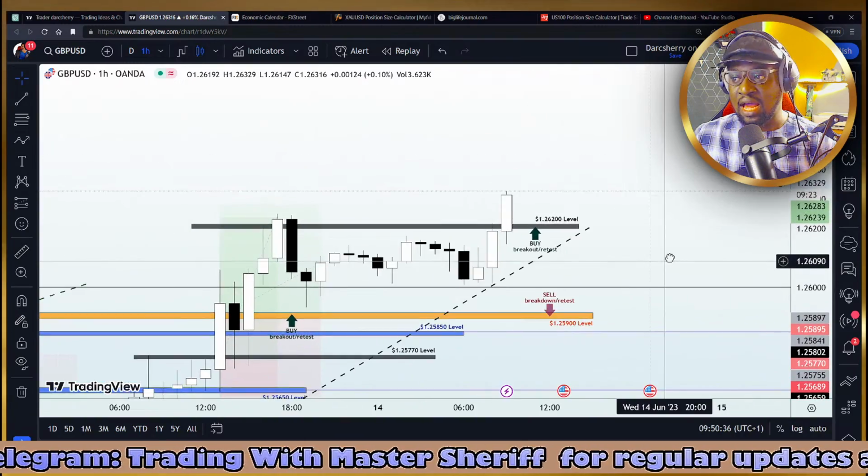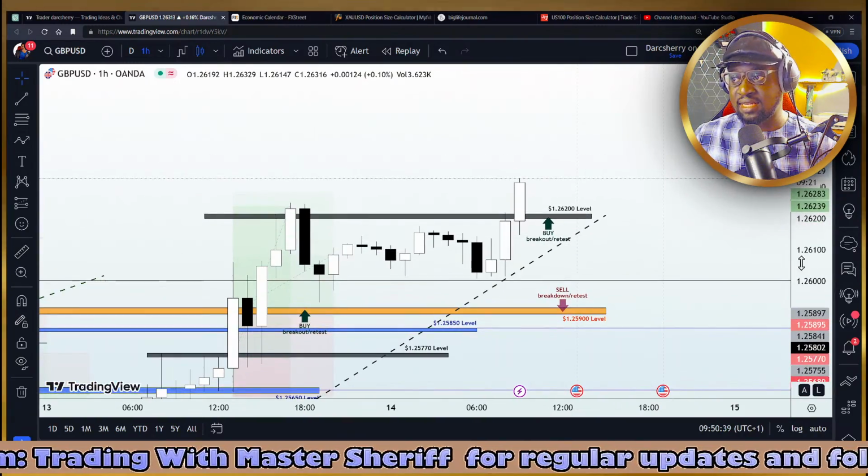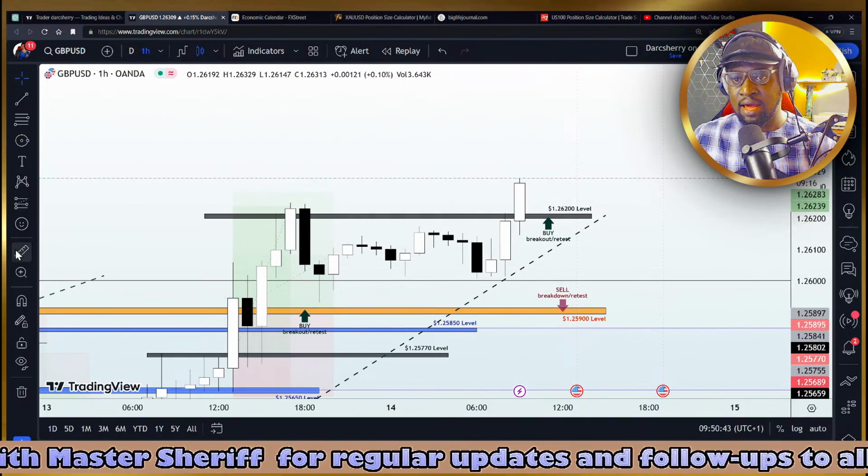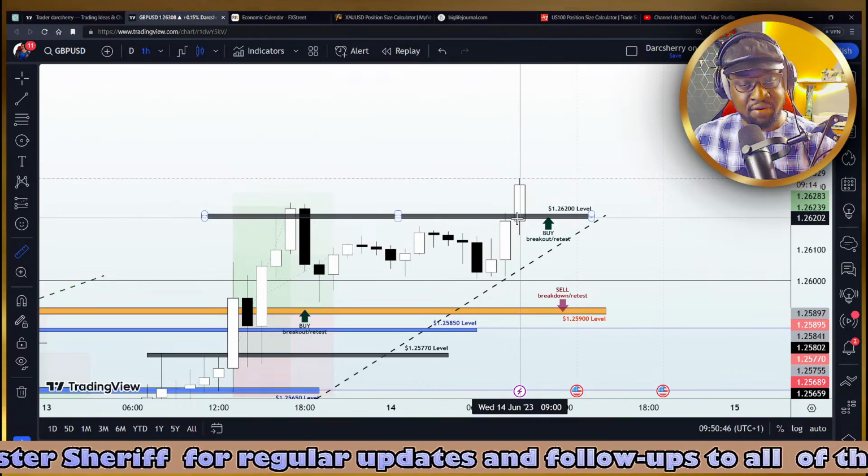So now with this information we have here, let's zoom right into the current structure to see how we want to be managing our existing position for today. So like I said earlier, we already have a buy position triggered right now, and I hope you have your stop loss. Please, it is very, very important.